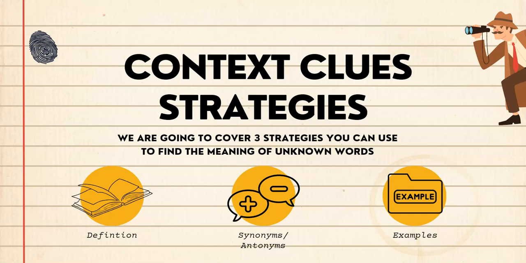And if you take a look at your note-taking sheet, you're going to notice that the rest of it that you haven't filled out yet is divided into these 3 sections. We have a definition section for strategy 1, synonyms and antonyms for strategy 2, and examples for strategy 3. Again, please just make sure you are filling in your notes as you go through the rest of these slides.